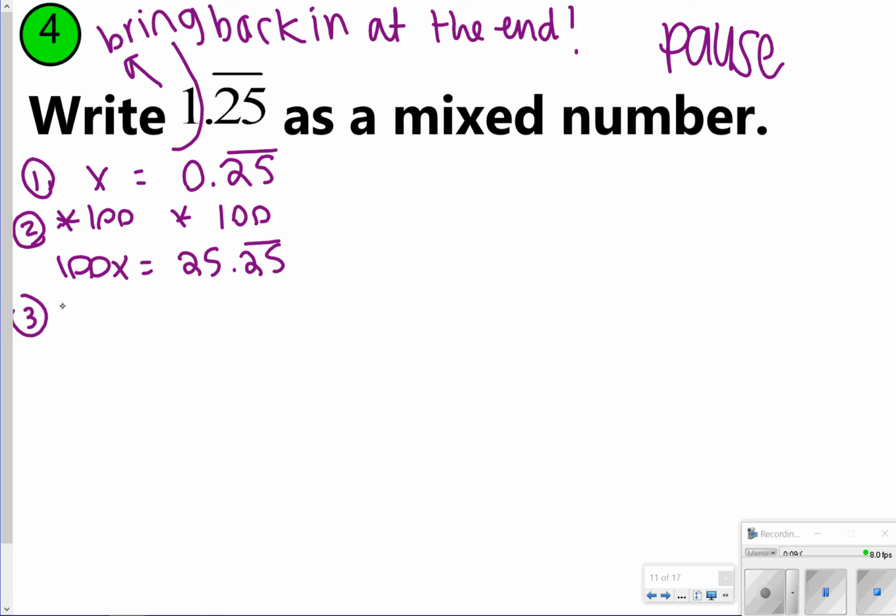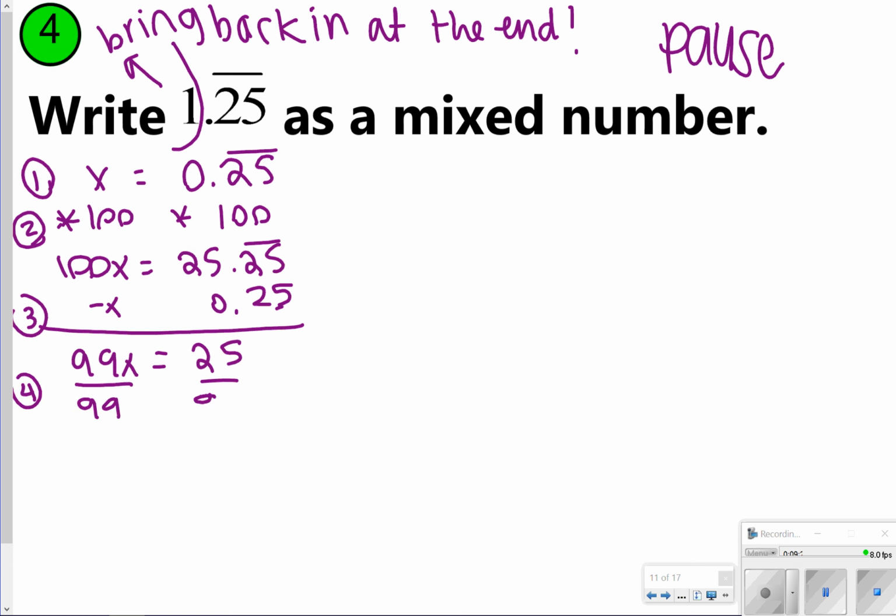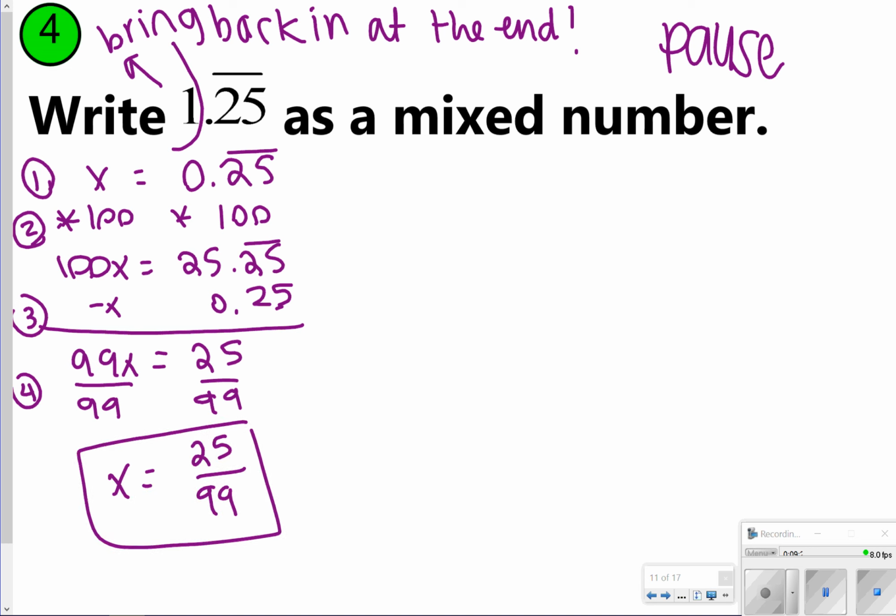Step 3, subtracting the original equation. So I get 99x, oops, this should be 25, is equal to 25. Divide both sides by 99 is my step 4. And then x is equal to 25/99. It cannot be simplified, so there's my final answer for number 4.